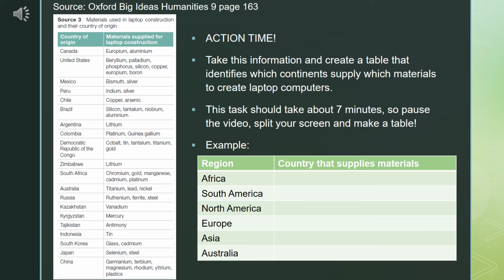What I'd like you to do is examine this table very carefully, and then I want you to reorganise it. Take this information and create a table that identifies which continents supply which materials to create laptop computers. It should take about 7 minutes, so pause the video, switch your screen, do this on your laptop and create a table. An example is below. Good luck!